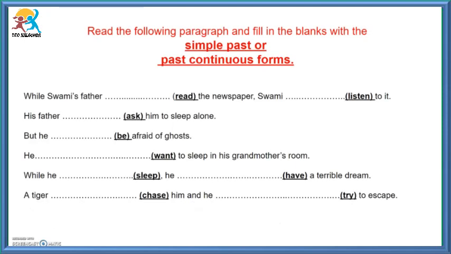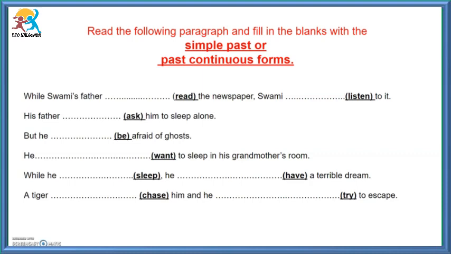Now let us move to a simple exercise of your lesson, and that too regarding your lesson. This example is also regarding your lesson. Here you need to fill the blanks with the simple past and past continuous forms of the verbs that are given in the brackets. Now I'll tell you and you need to note them down. While Swami's father read the newspaper, Swami listened to it. Here two actions were simultaneously happening, like the father was reading and Swami listened.